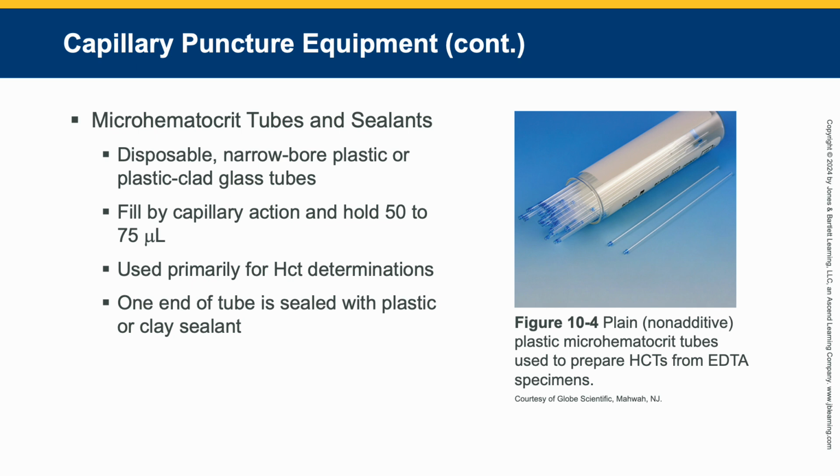Then they spin it down in what we call a microcentrifuge. It spins that blood down, and then you measure it out to see what their hematocrit is based off of that. This is like a little chart that you're looking at.